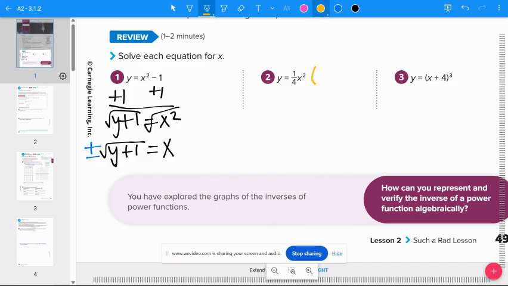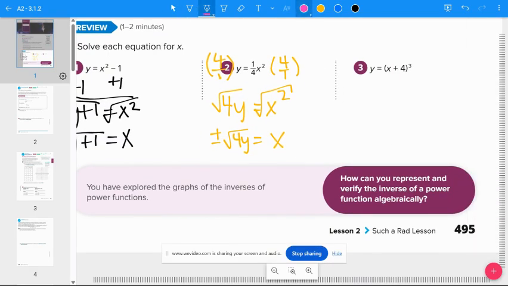On number 2, first thing that we need to do is undo the fraction, so we're going to multiply by the reciprocal. So we end up with 4y equaling x squared. We're going to square root both sides to get x alone, because squares and square roots undo each other. And again, we have a positive or negative square root of 4y as our answer.